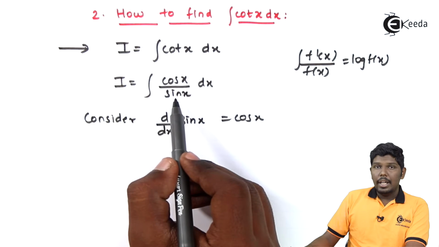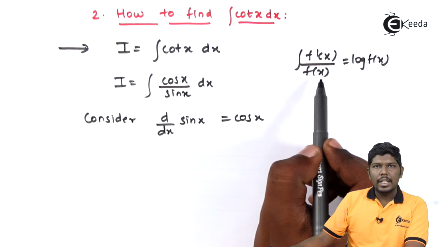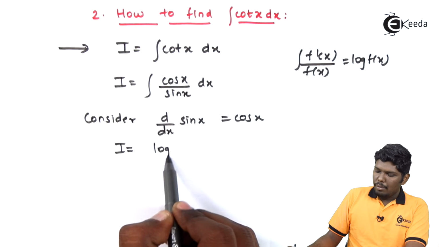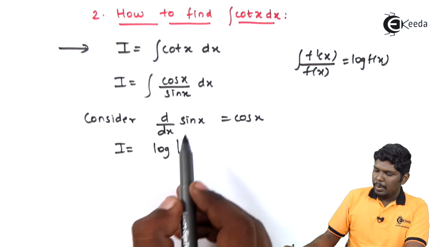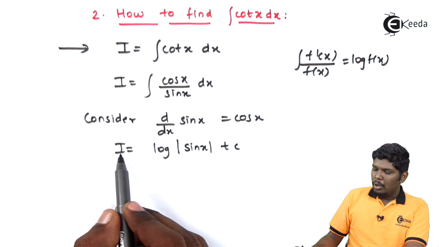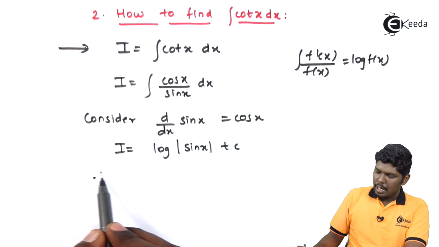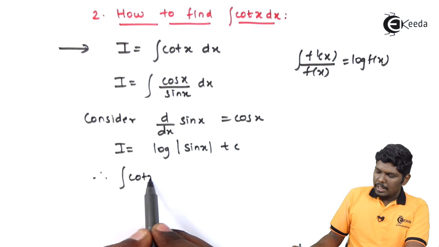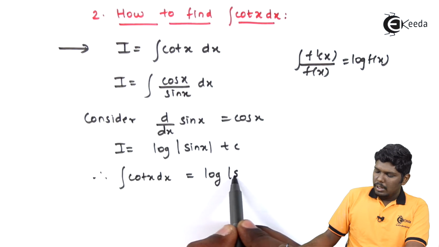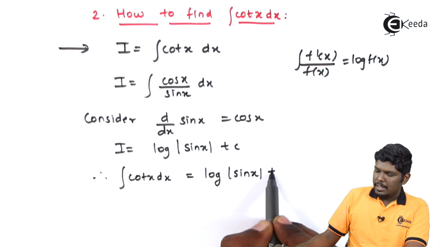Therefore, the given integral is now in the form of f dash x upon f of x, which can be written as log of f of x, that is denominator sin x plus c, and the value of I was integral cot x. Therefore, integral cot x dx becomes log of sin x plus c.